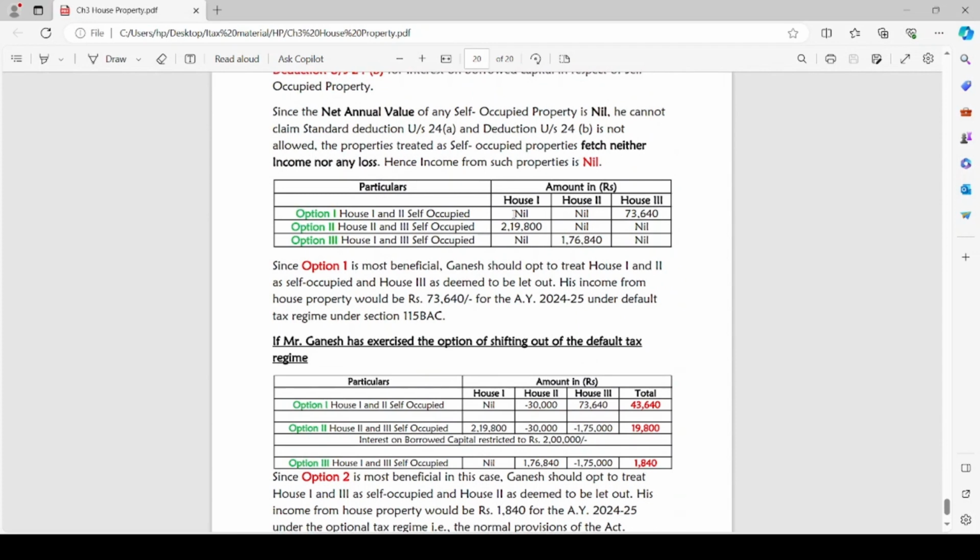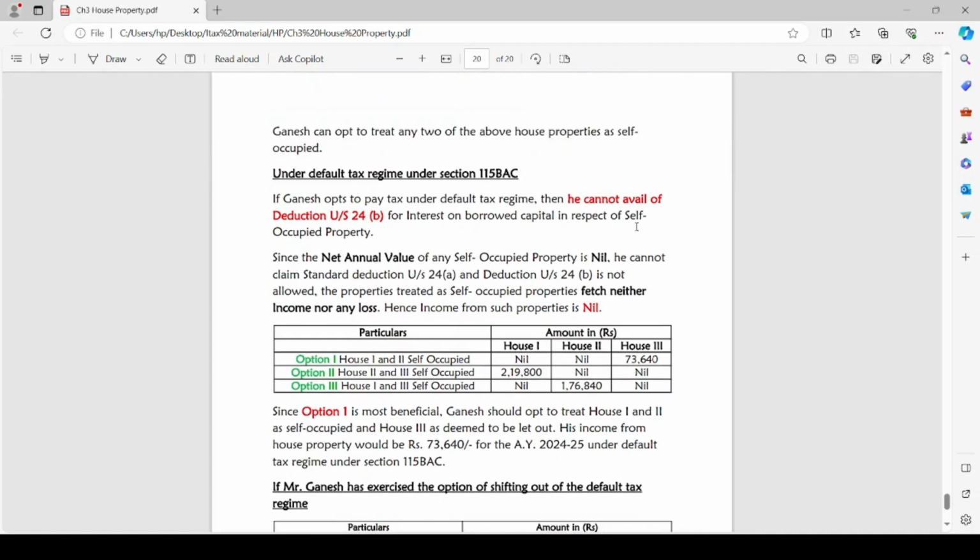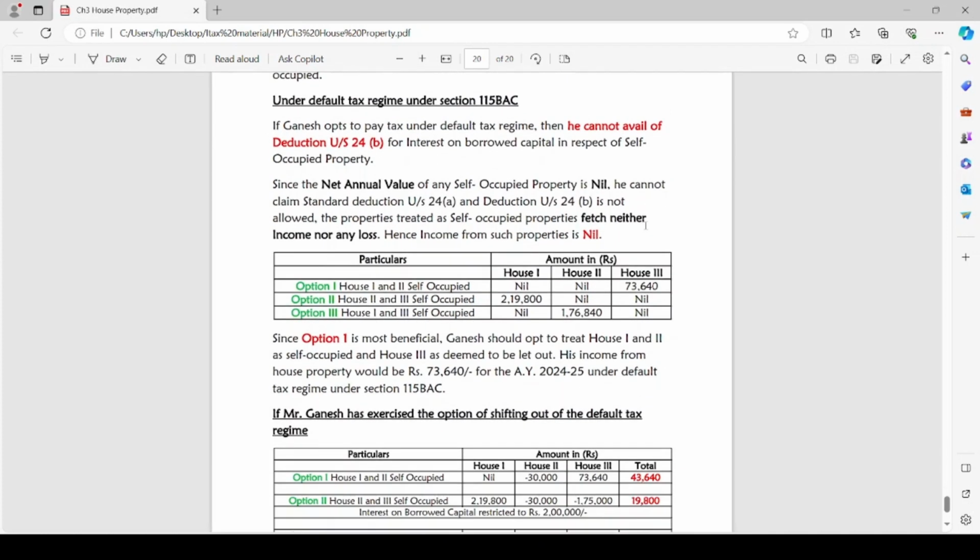Out of these three options, the income from house property is less when house property 3 is considered deemed to be let out property and house property 1 and 2 are treated as self-occupied properties. So if Mr. Ganesh has opted for the default tax regime, it is beneficial for him to choose option number 1, where house properties 1 and 2 are self-occupied and house property 3 is deemed let out property.